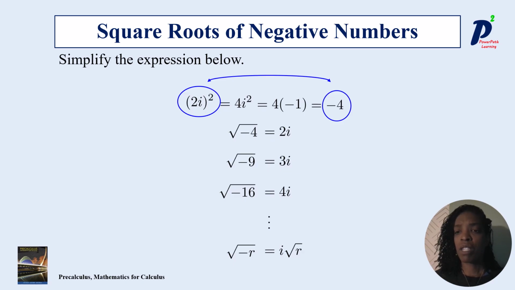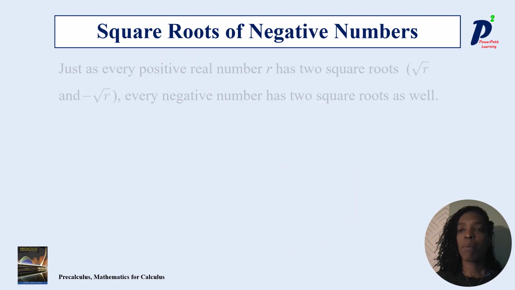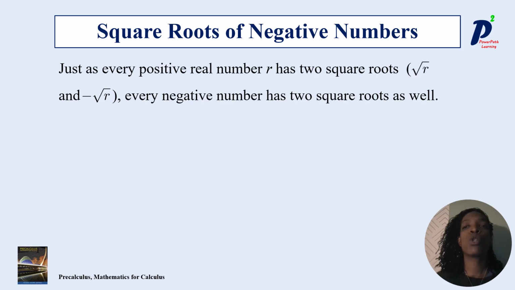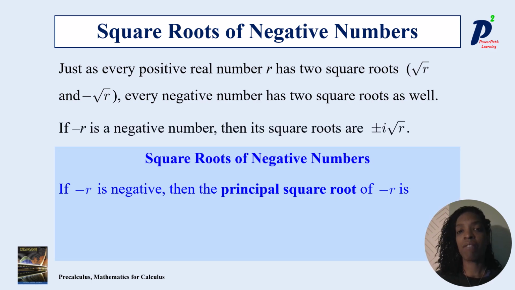Now, numbers of this form with only an imaginary part are called pure imaginary numbers, and these can be used to simplify square roots. Let's formalize. For every positive real number r, you have two square roots, positive square root of r and negative square root of r. For negative numbers, it's the same idea. Every negative number also has two square roots. The square roots of negative r are positive and negative i root r.